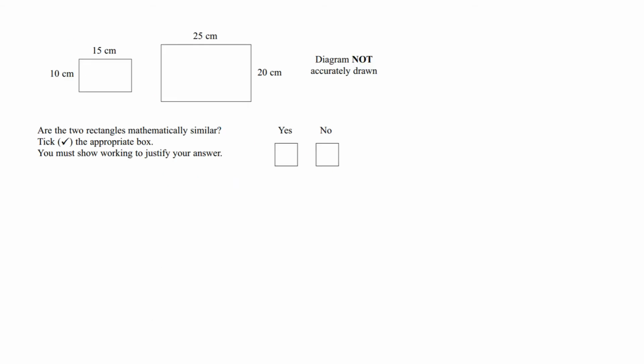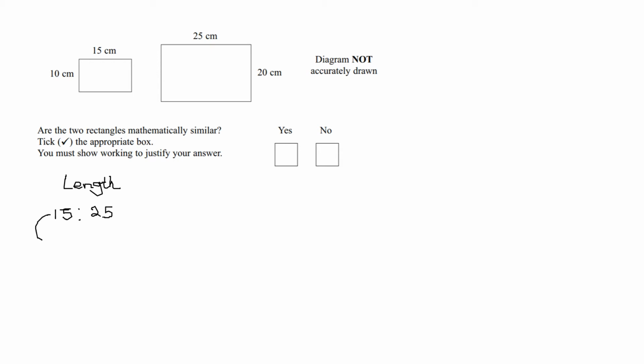Question involving rectangles. Again, are the two rectangles mathematically similar? Tick the appropriate box. You must show working to justify your answer. So let's have a look at the ratios of our side lengths again. Again, we're told they're rectangles, so we know they're the same shape, the angles are the same. So our first rectangle is 15 centimetres and our second rectangle is 25.